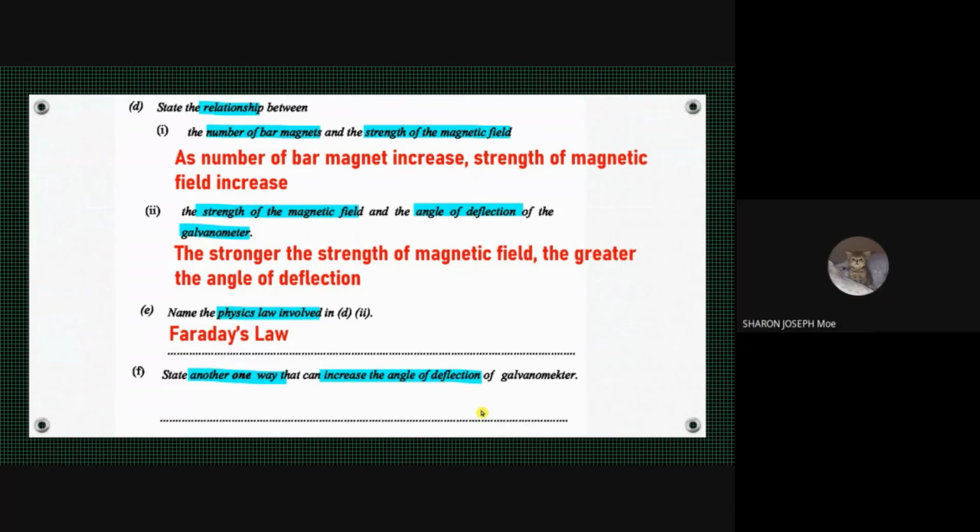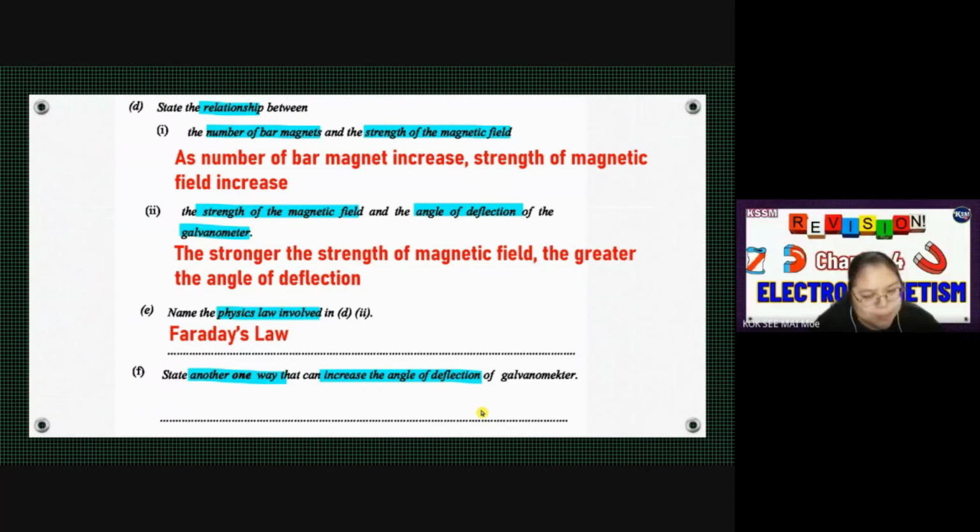Another way? Number of turns. Okay, you can say number of turns. Another one, you can say the movement. You can move faster. Increase the relative motion, and you will also increase the angle of deflection. Okay, the magnet we just ignore because the diagram already shows it. So from here you can say increase the number of turns, or you can say increase the motion of the magnet, or relative motion when the magnet is put into the solenoid. Okay, so this one is a factor for how to make the current produced higher.